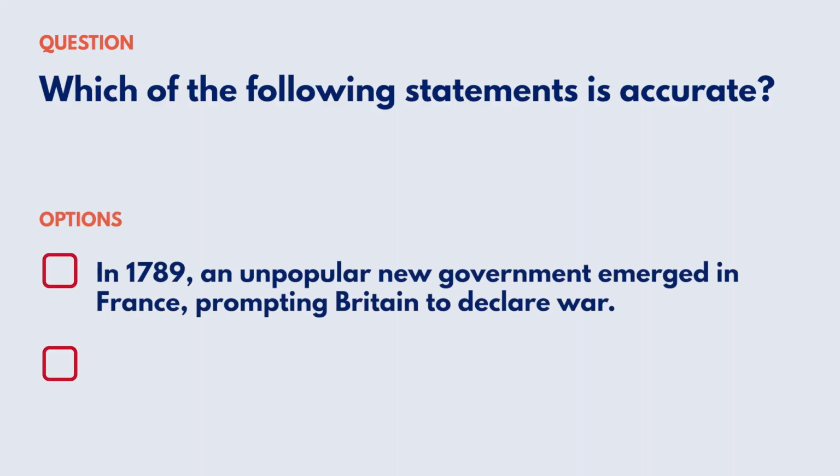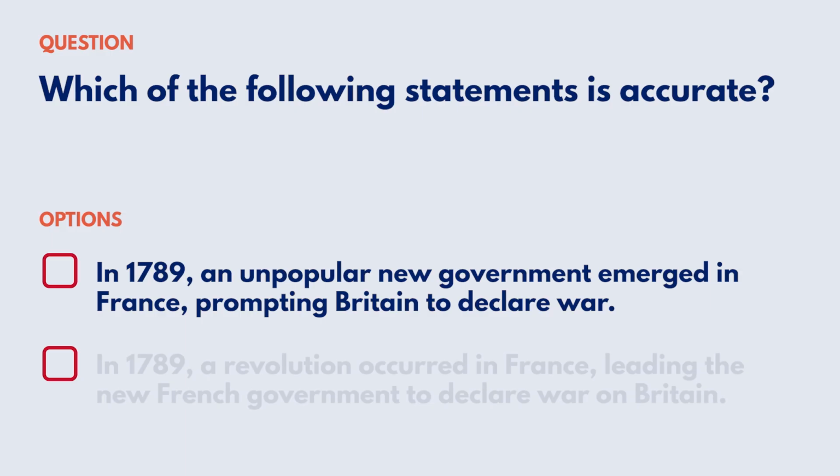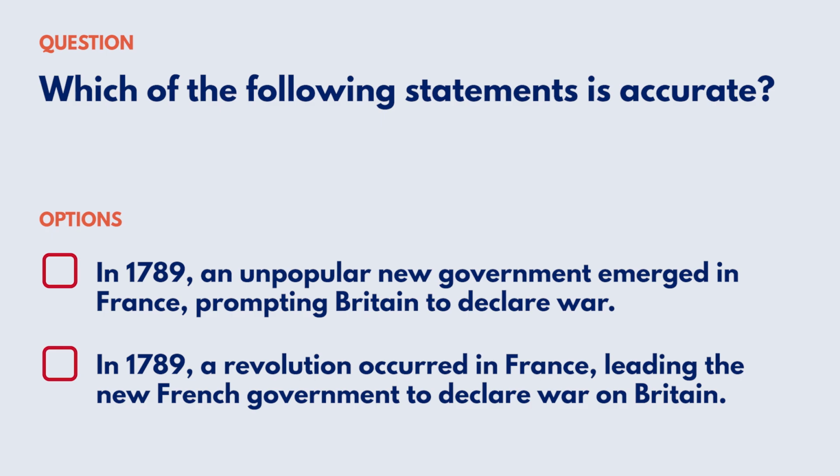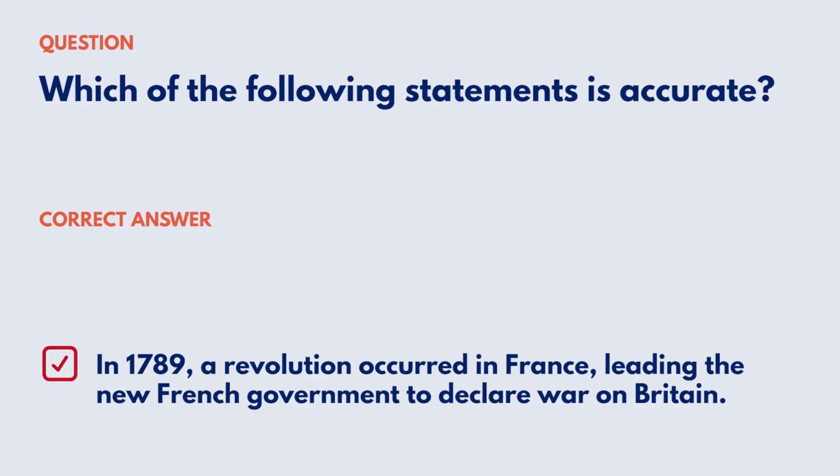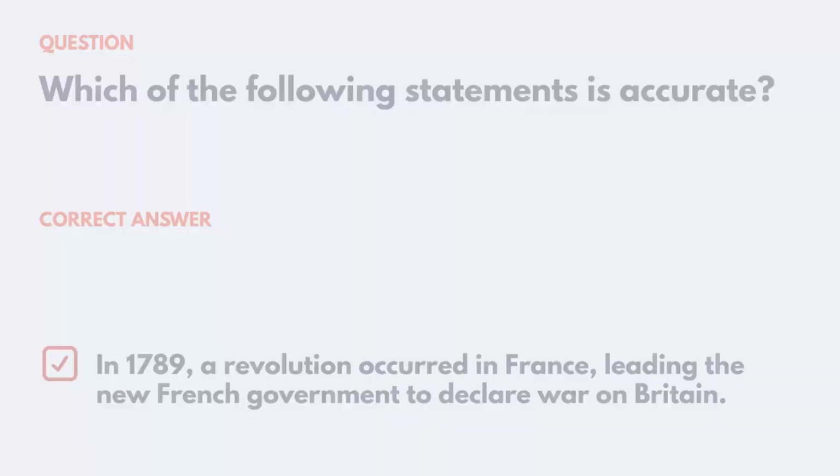Which of the following statements is accurate? In 1789, an unpopular new government emerged in France, prompting Britain to declare war. In 1789, a revolution occurred in France, leading the new French government to declare war on Britain. Correct answer. In 1789, a revolution occurred in France, leading the new French government to declare war on Britain.